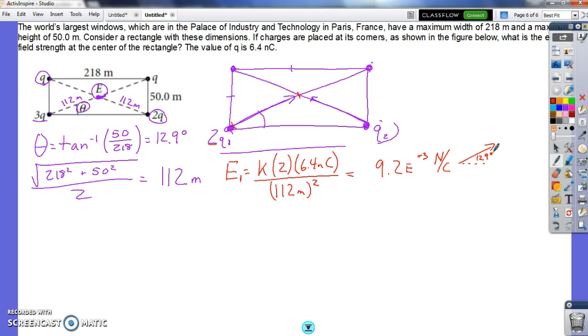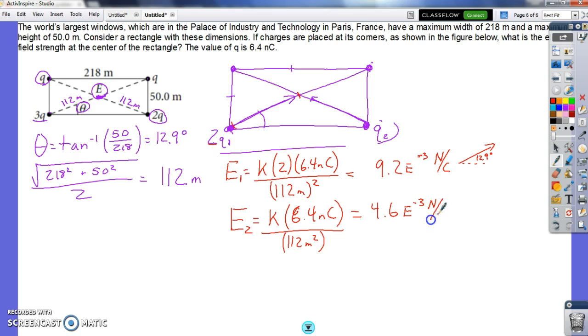We have E2 now. And E2, we do the same thing. We've got K. We don't have a 2 now. We just have the 1Q. So that's 6.4 nanocoulombs divided by our 112 meters squared. It's a different direction this time, but we still have that. And it equals about half of that, 4.6 times 10 to the negative 3 newtons per coulomb. And it is in a different direction. It is coming this way with an angle of 12.9.